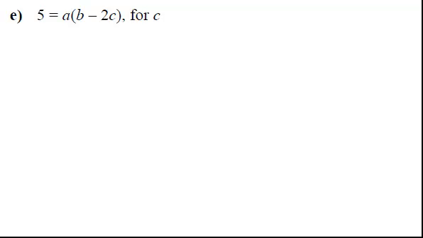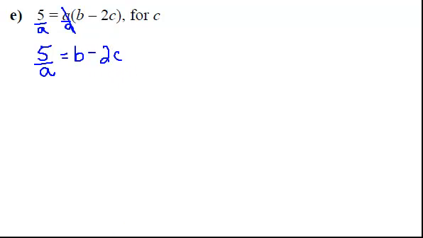Unit 3, Lesson 6, Student Example number 1E. If I want to isolate for C, the first thing I want to do is get rid of this A. So I'm going to divide both sides of that equation by A. To do that, these will cancel, leaving me with 5 over A equals B minus 2C.